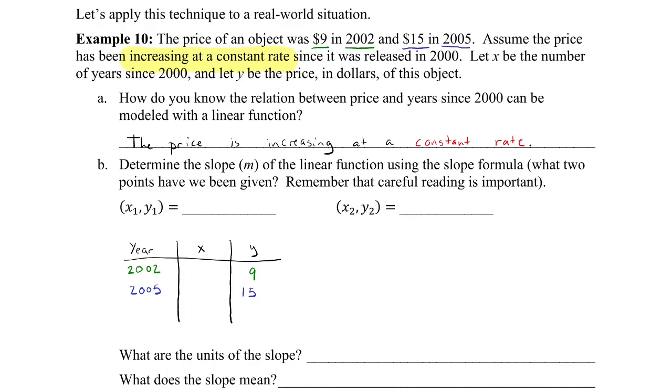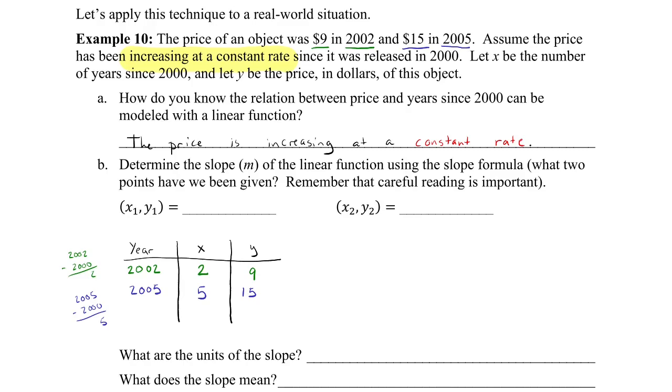So 2002 and 2005 are not directly the value of x. Instead, we want the number of years since 2000. So to find the first value of x, we'll take 2002 minus 2000, which is 2. When x is 2, y is 9. For the second given year, we'll take 2005 minus 2000, which is 5. So when x is 5, y is 15.